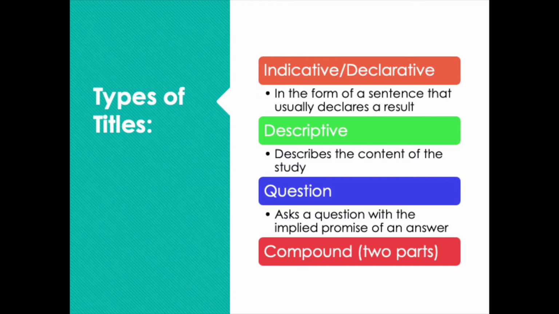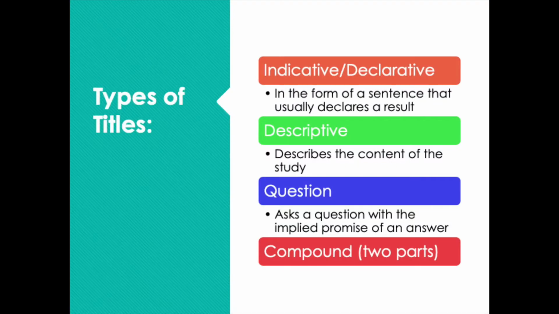And by asking that question, it's implying a promise that they're going to answer that question in the course of the paper. There can also be compound titles. This is a title that has two parts. And any of these indicative, descriptive, or question titles can also be a compound title. Let's look at some examples of these title types.